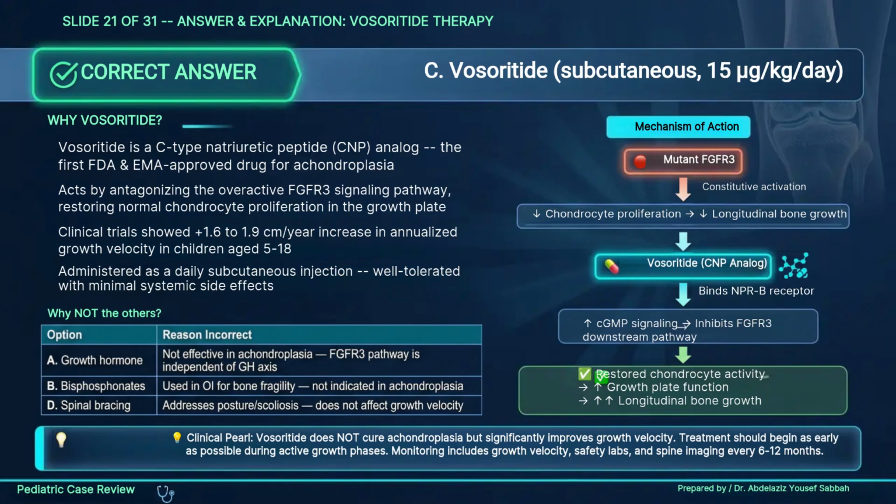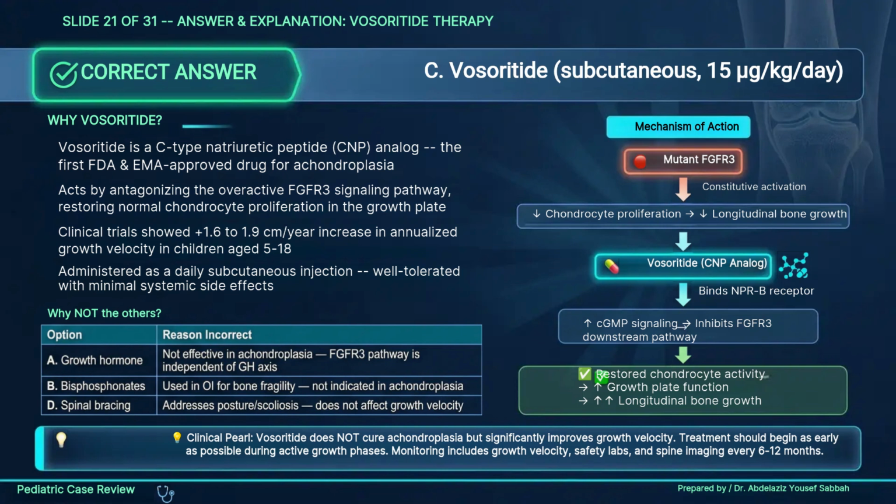The correct answer is option C, vosoritide. Vosoritide is a C-type natriuretic peptide analog and the first drug approved by both the United States Food and Drug Administration and the European Medicines Agency specifically for achondroplasia. It acts by antagonizing the overactive fibroblast growth factor receptor 3 signaling pathway, binding the natriuretic peptide receptor B, increasing cyclic guanosine monophosphate signaling, and thereby restoring normal chondrocyte proliferation in the growth plate.